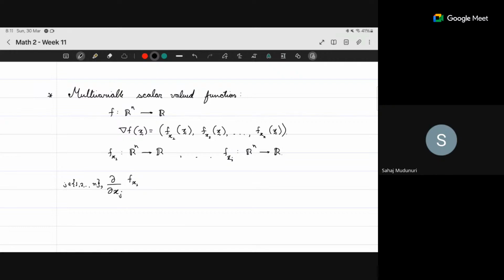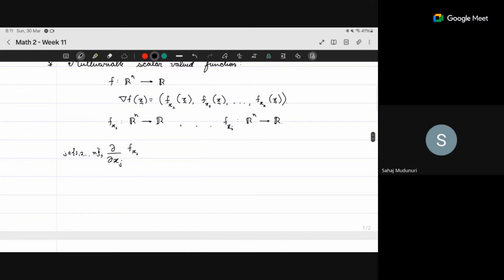Is this clear? Yes, sir. What this symbol means? Sir, take the first component function and differentiate it with respect to the jth variable. Yes, it makes sense. All right. And there's nothing special about the first component function.